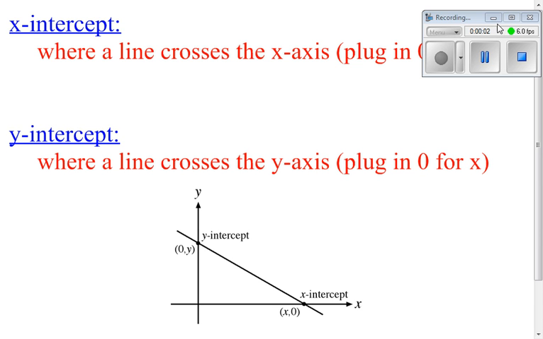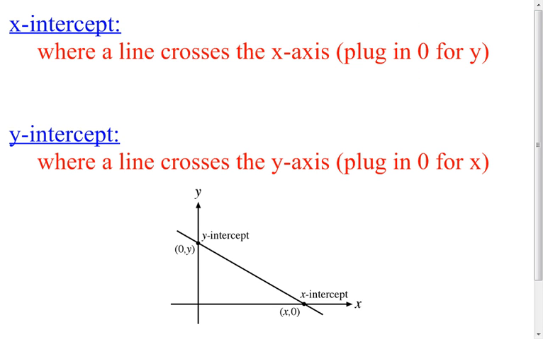In this lesson, we will be looking at graphing linear equations using their intercepts. A linear equation normally has two intercepts unless it's a special kind of line, which we will talk about later in the lesson. But normally a linear equation has two intercepts, an x-intercept and a y-intercept.